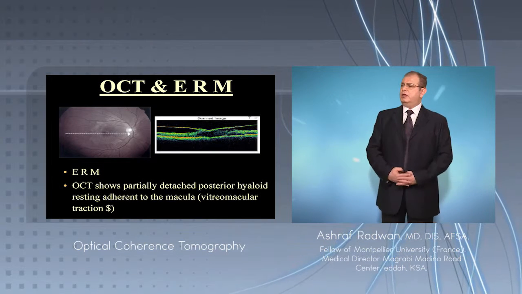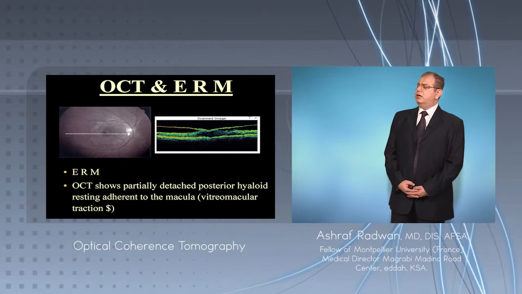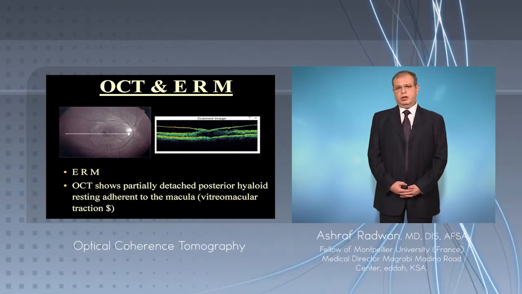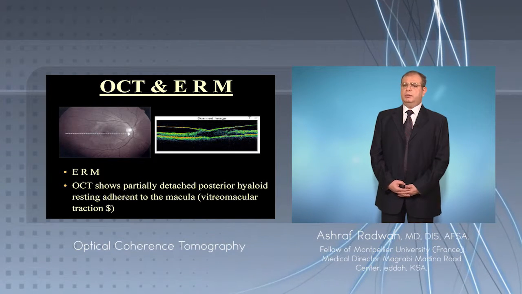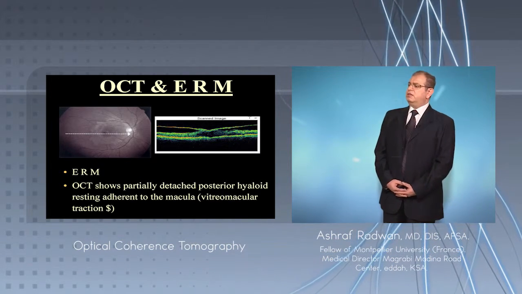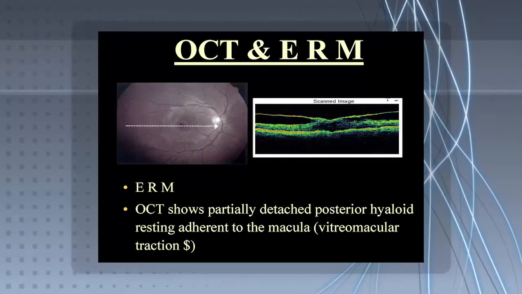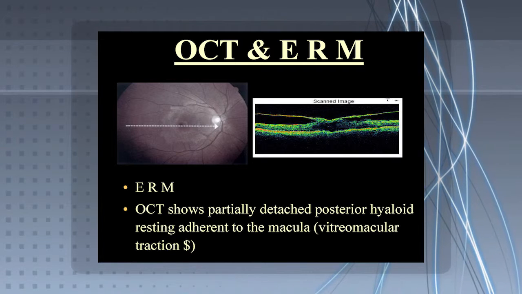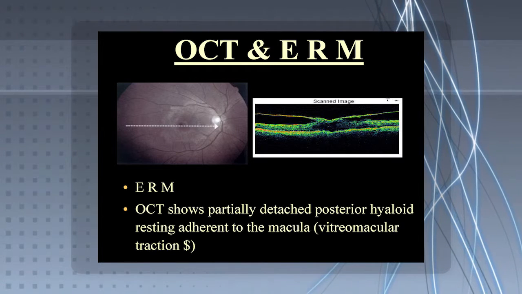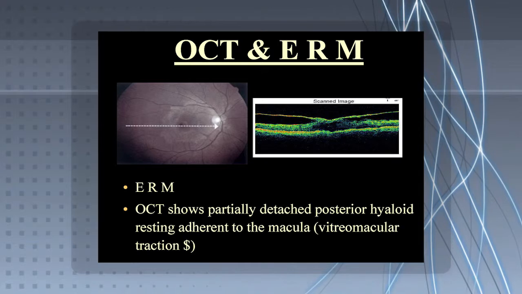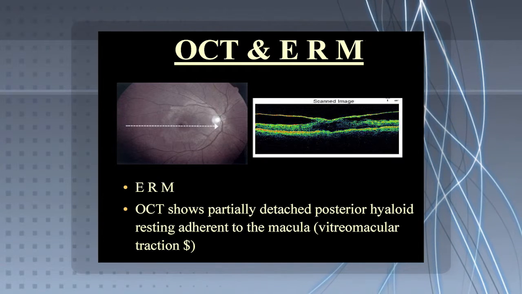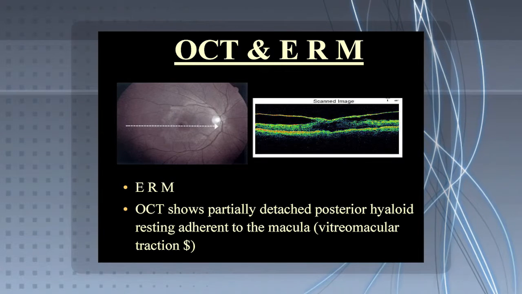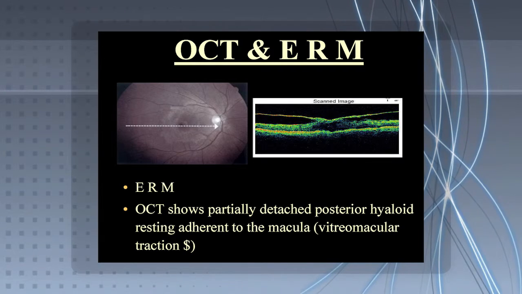Another picture for the epiretinal membrane. As you can see here, there is a partially detached posterior hyaloid, thickened, that forms a membrane, a traction membrane. This is a vitreomacular traction syndrome, making a certain form of cystoid macular edema. Before the OCT, we were not able to diagnose such cases because the interface between the vitreous and the macula was not so clear, as we can see it very clearly now with the OCT.